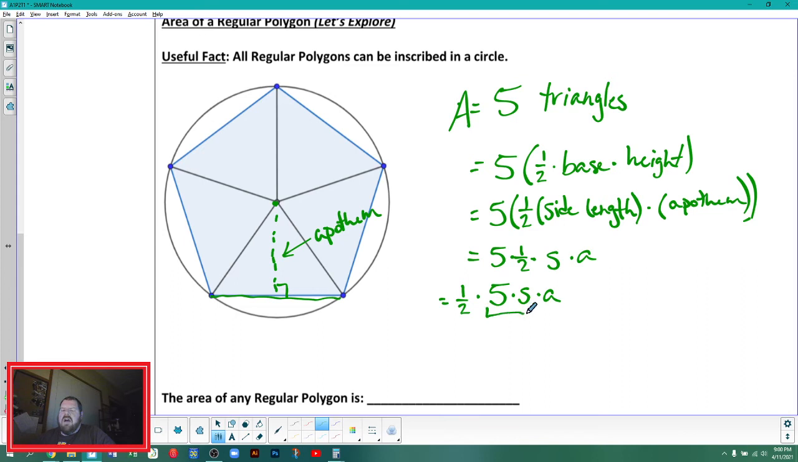What is 5 times s? If this number right down here is s, what's this multiplied by 5? We just did it. It's the perimeter. So 5s can be seen as the perimeter, and this is going to give us our area formula. We're going to write it a little bit differently, but for any regular polygon, the area is going to be 1/2 times the apothem times the perimeter. So 1/2 AP.